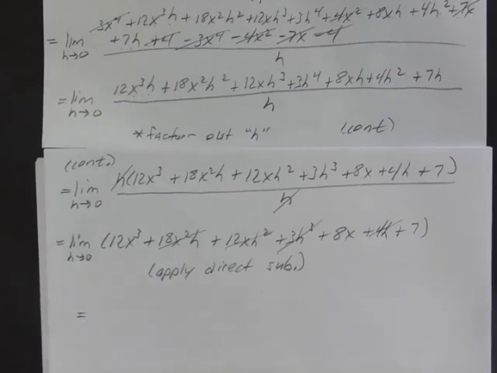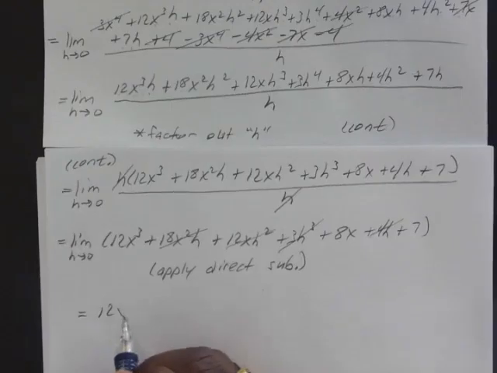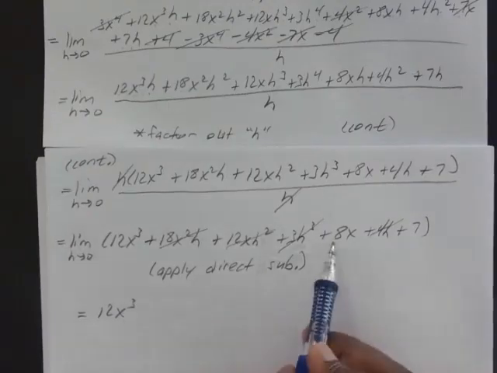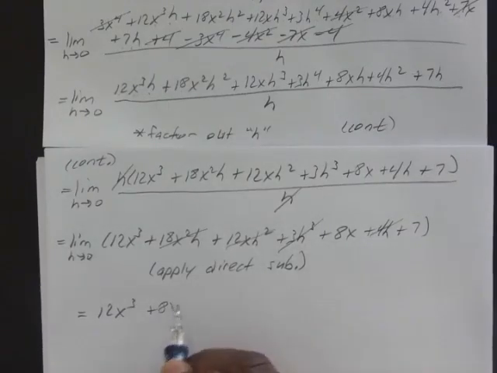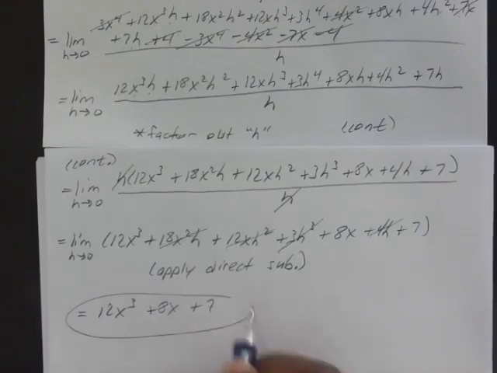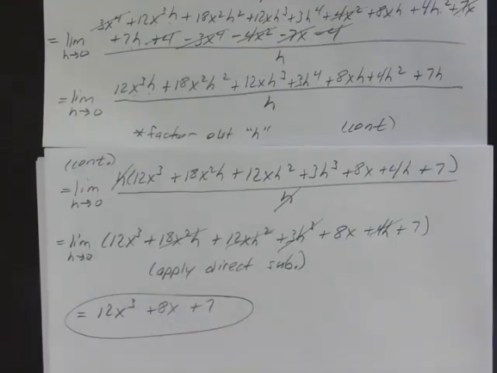Okay. So once we apply direct substitution, we don't need the limit anymore. So that just gives us 12x to the third power plus 8x plus 7. That's our r prime of x.